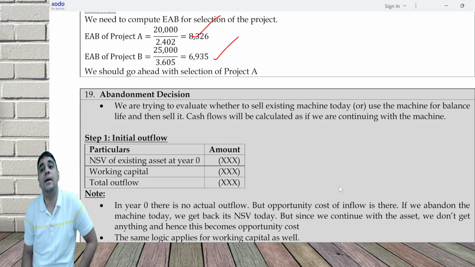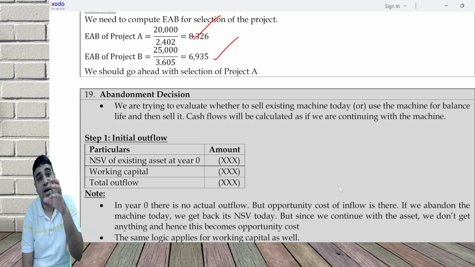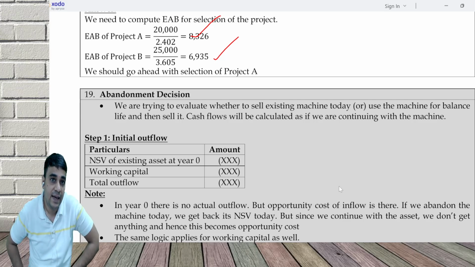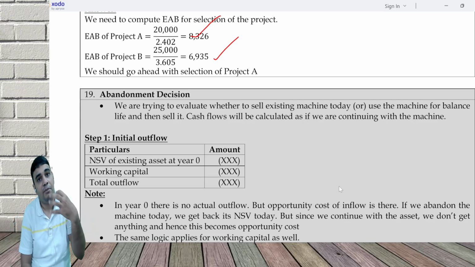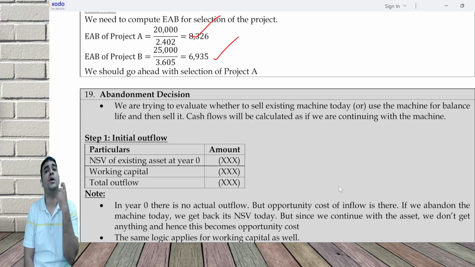Next is the abandonment decision. Now, what is an abandonment decision? It is deciding whether to give up an existing asset. A lot of people think about when to buy a new asset, or whether to replace an asset. But one important decision is when you should give up an existing asset.